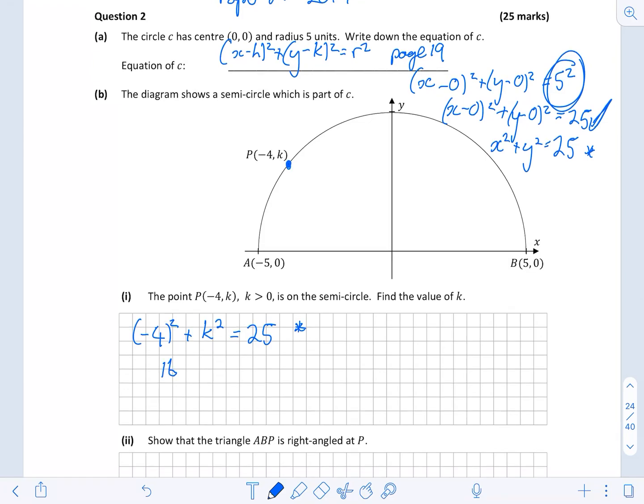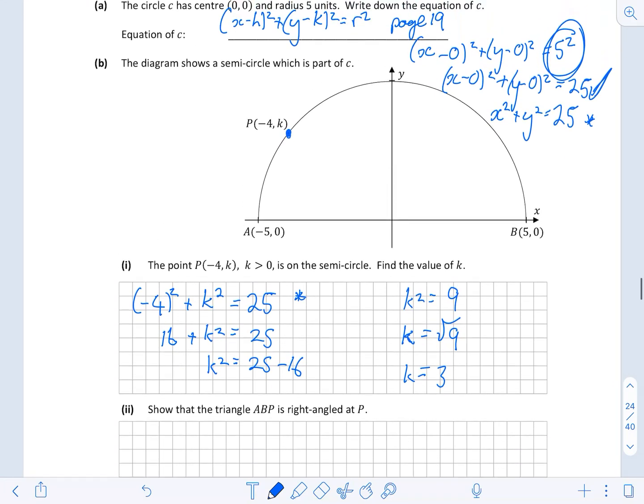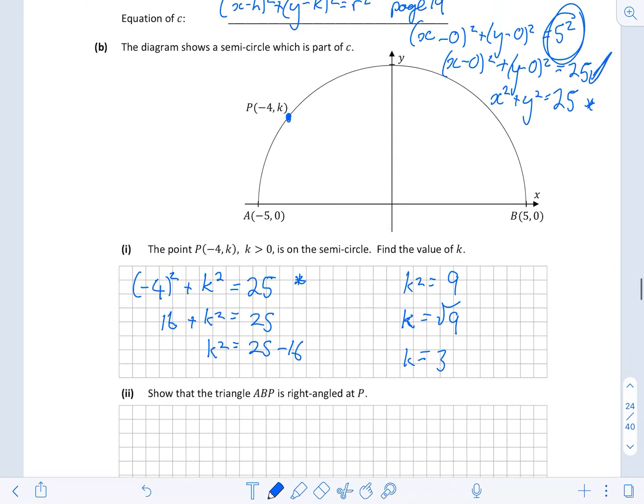So that's going to be 16 plus k squared is equal to 25. So k squared is equal to 25 take away 16. So k squared is equal to 9. So k must equal the square root of 9. So k must equal 3. That seems okay, yeah. So the coordinates of P are now minus 4, comma 3. And that seems to be good because we're up there.